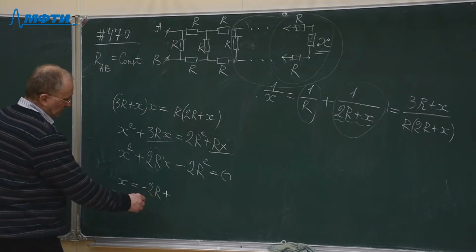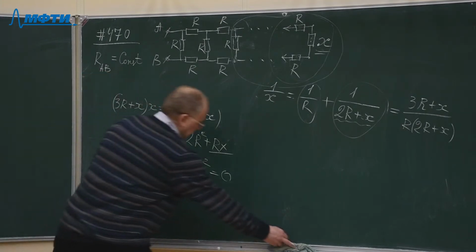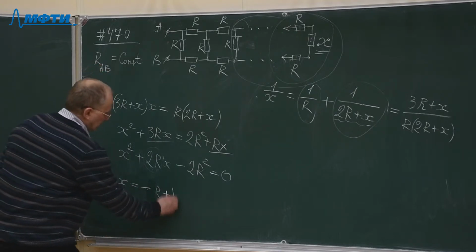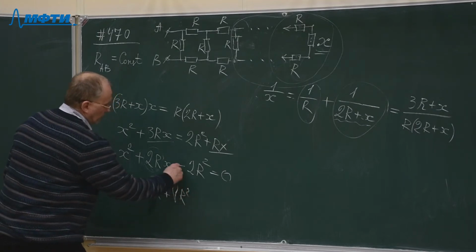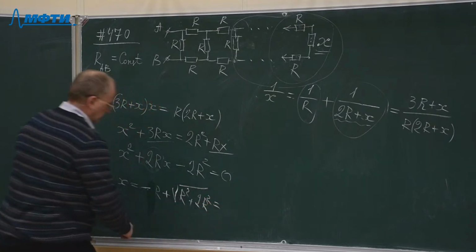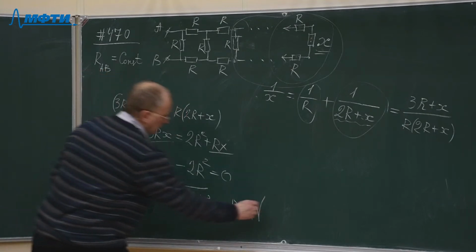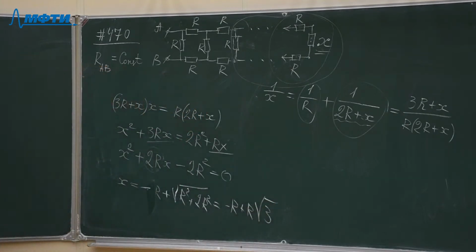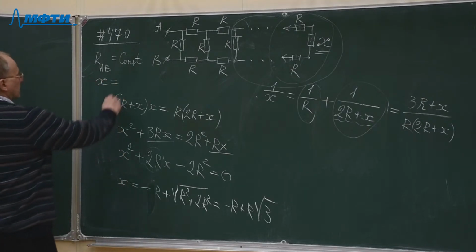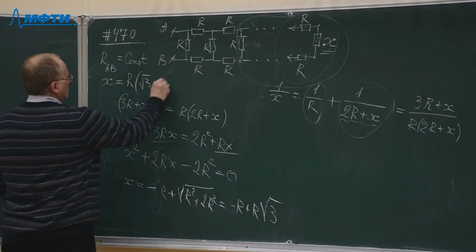And so that is just half of this coefficient, plus the square root of R squared minus this coefficient, that will be plus 2R squared. So that will be minus R plus R times the square root of 3. So X can finally be written as R times (square root of 3 minus 1).